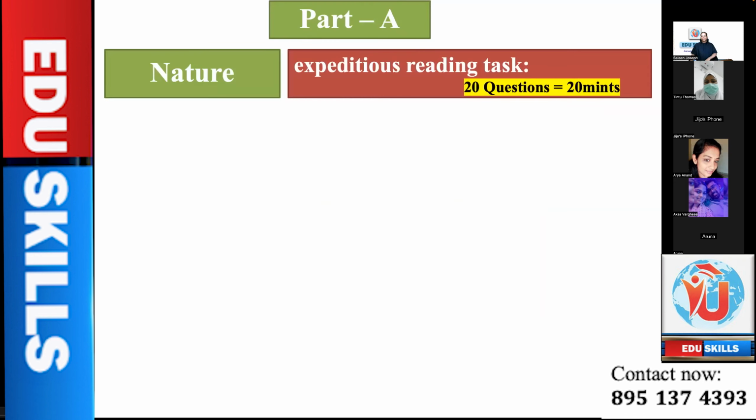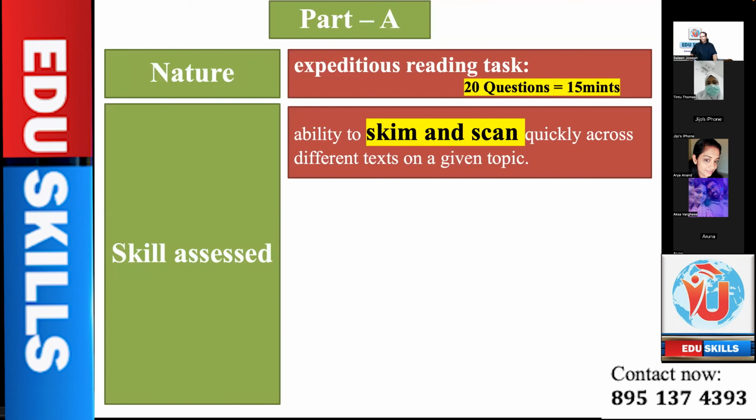Now, Part A, what is the nature? It is an expeditious reading task. It means you have to read fast and collect the required information as quickly as possible. 20 questions, 15 minutes. What are the skills assessed? Ability to skim and scan quickly across different texts on a given topic.